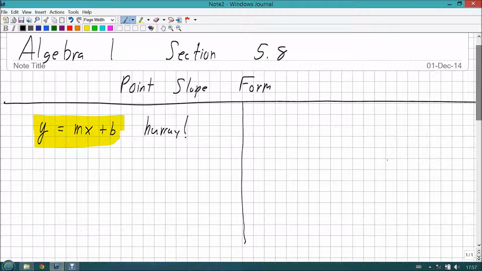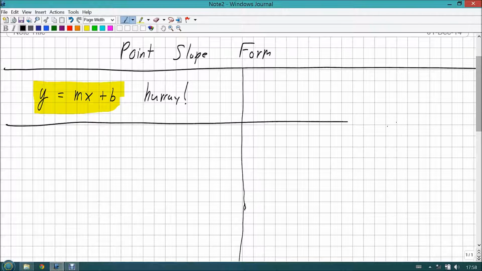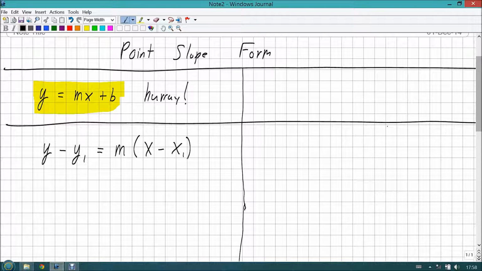So, what I like about the point-slope form is it doesn't confine me to starting on the y-axis. This gives me a huge degree of freedom. It lets me start anywhere. And what is point-slope form, you ask? Well, it's really easy. It's y minus y1 is equal to m times x minus x1.